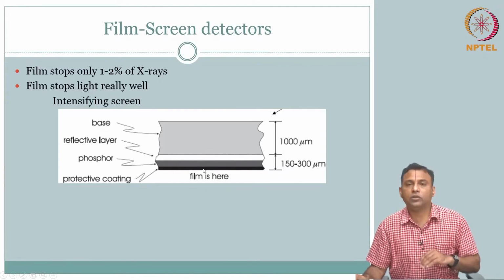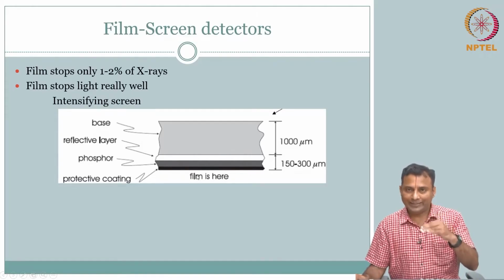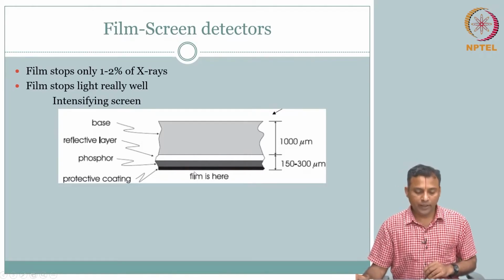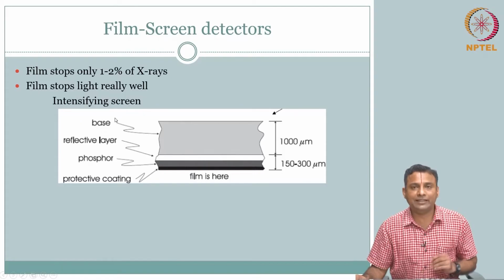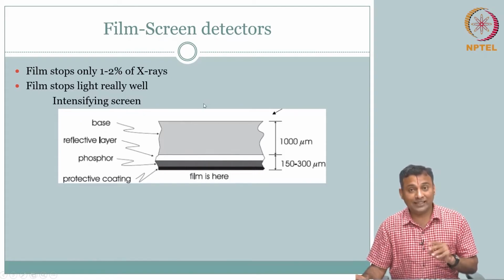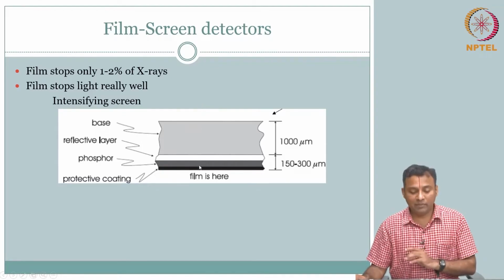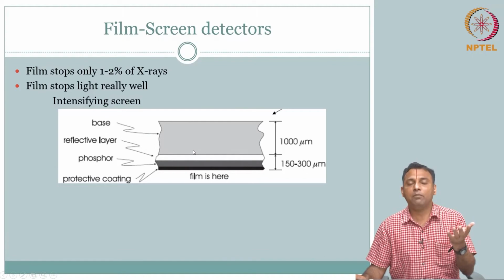The protective coating is just so that you don't damage the X-ray film itself. Okay, so you understand the role of an intensifying screen. It is intensifying. What is it intensifying? The number of photons in the X-ray that is coming and hitting, but the number of light photons that come out is way more.